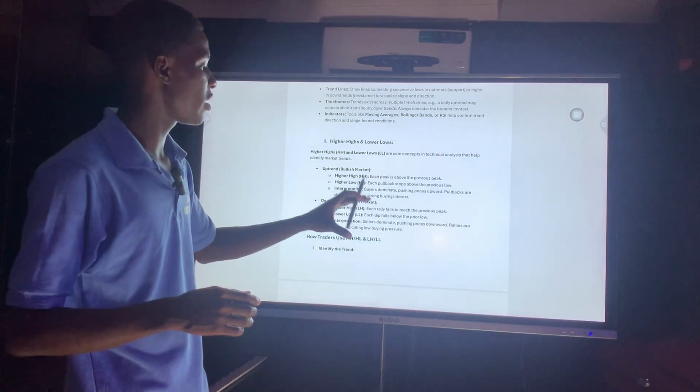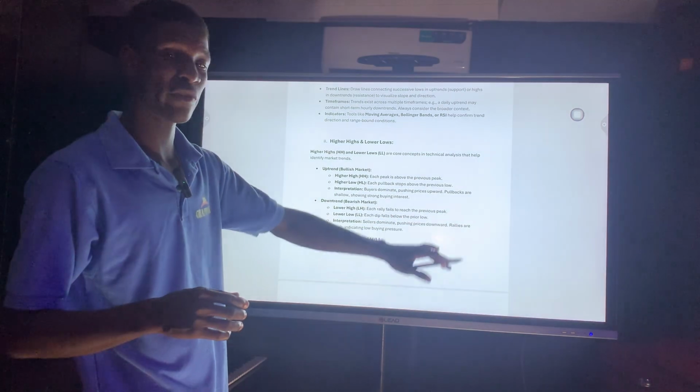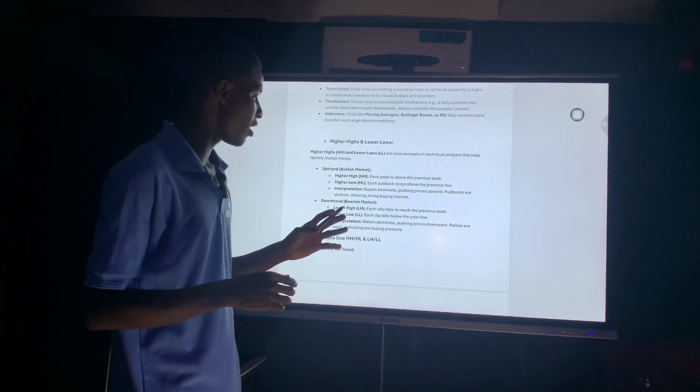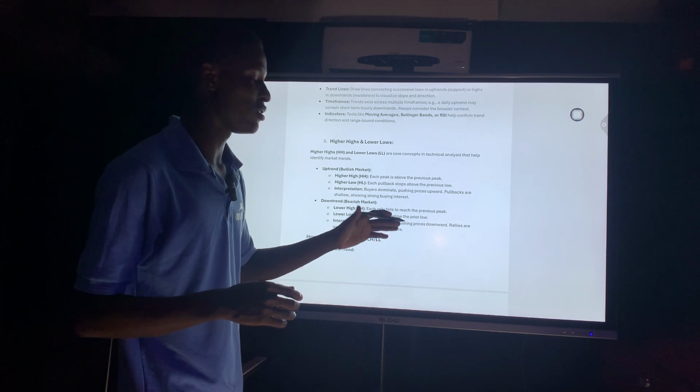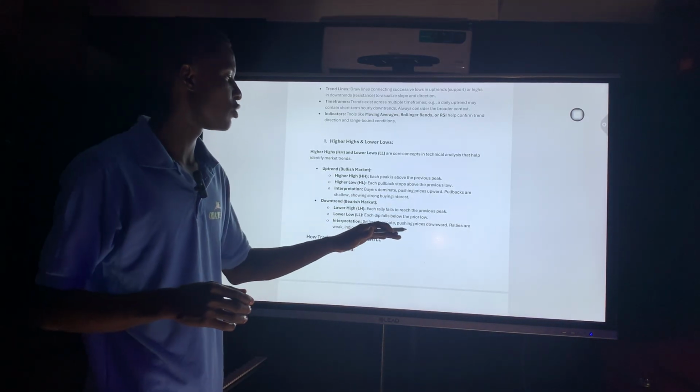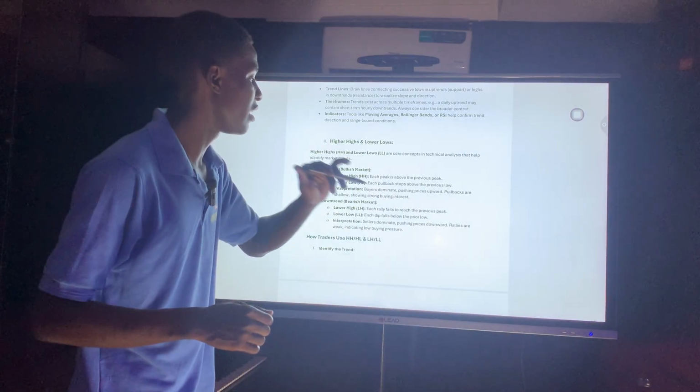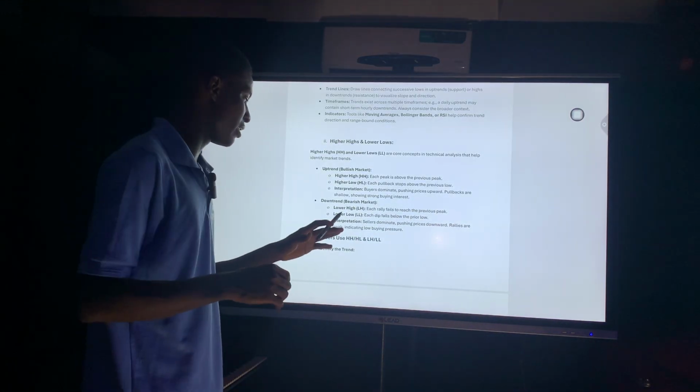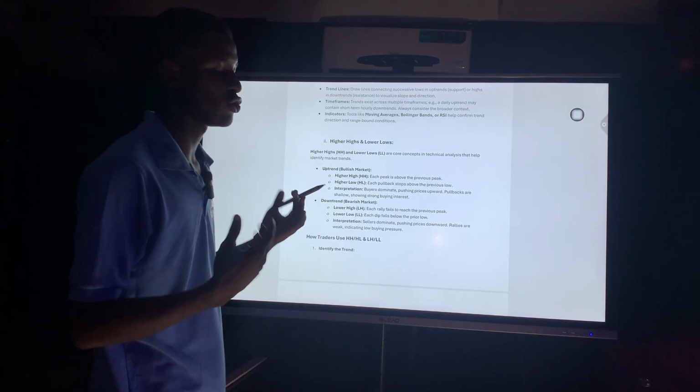Lower high: each rally fails to reach the previous peak. Lower low: each dip falls below the prior low. Interpretation: sellers dominate, pushing prices downward. Rallies are weak, indicating low buying pressure.